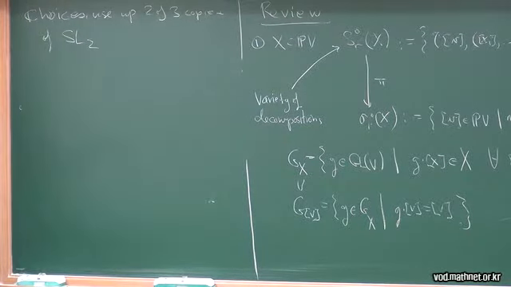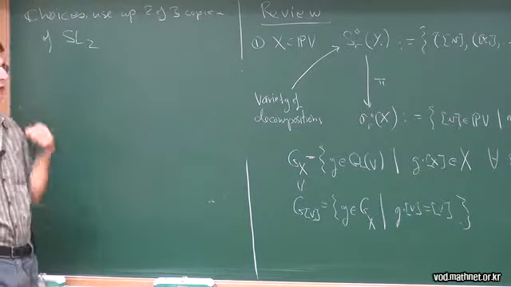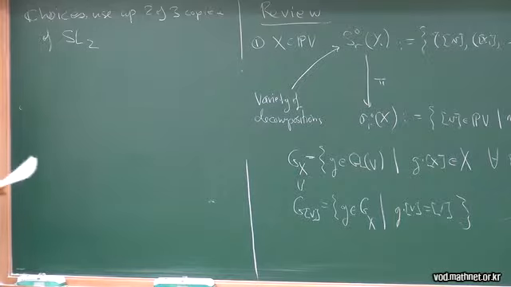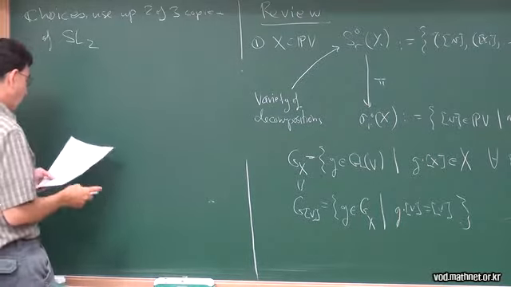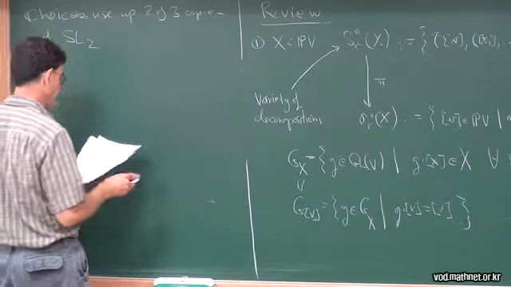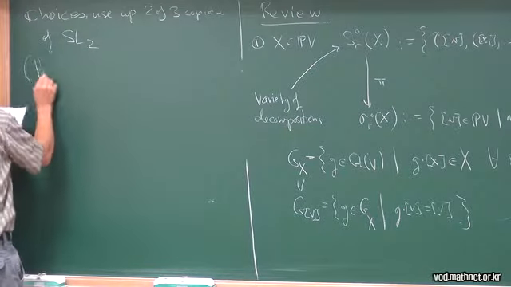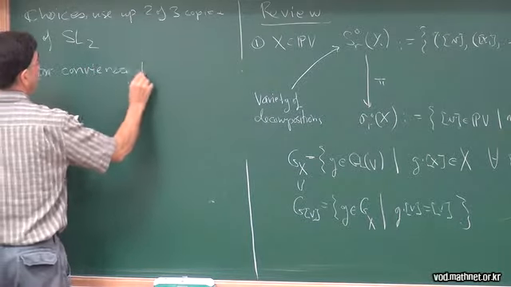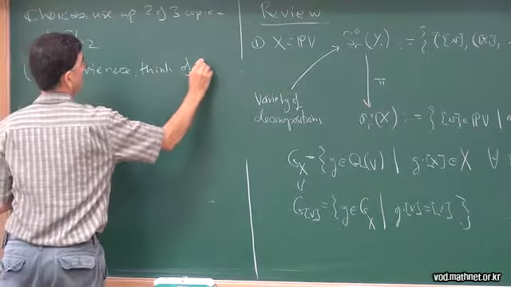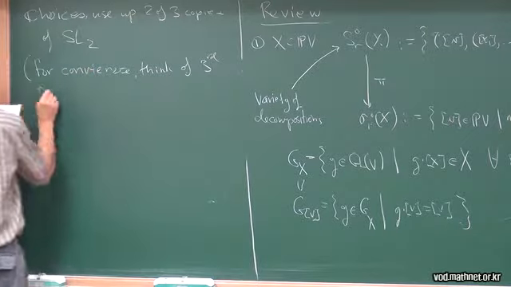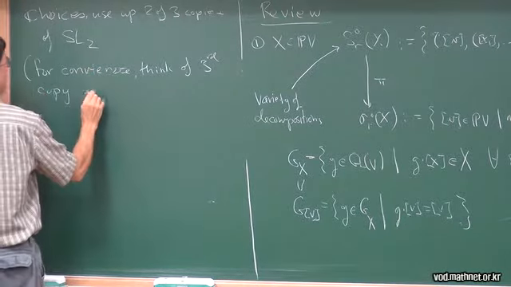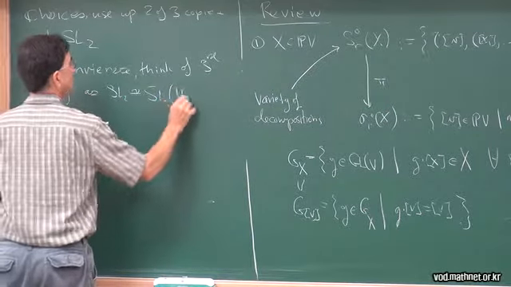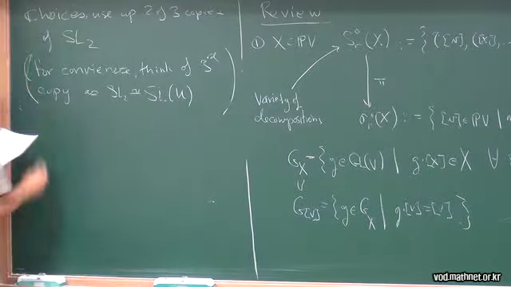Now, our third copy of SL2, our third freedom, is really embedded diagonally, but I'm going to break symmetry and think of it as SLU. So for convenience, think of the third copy of SL2 as SLU.